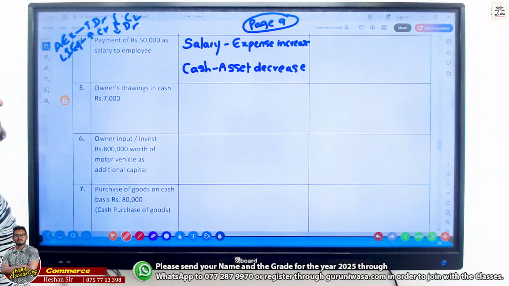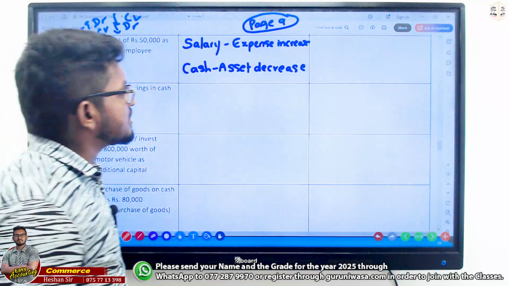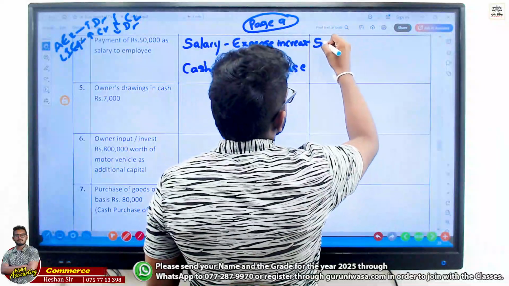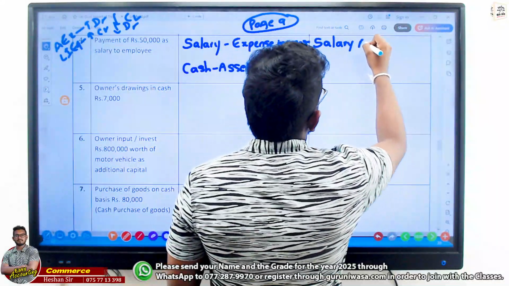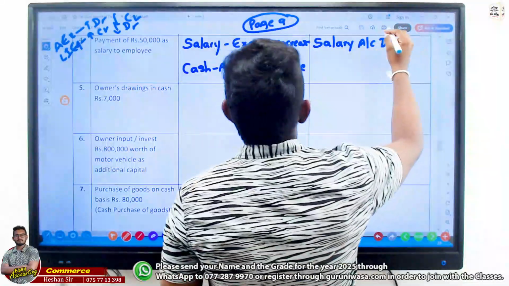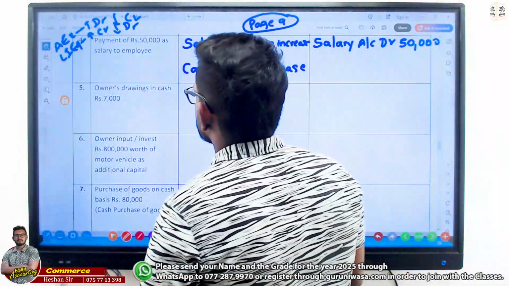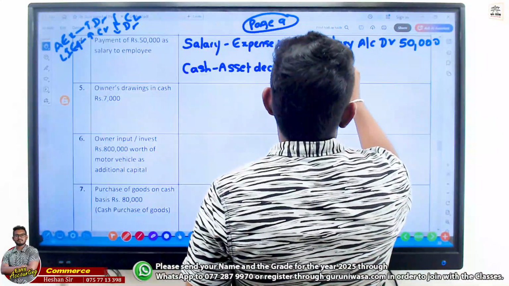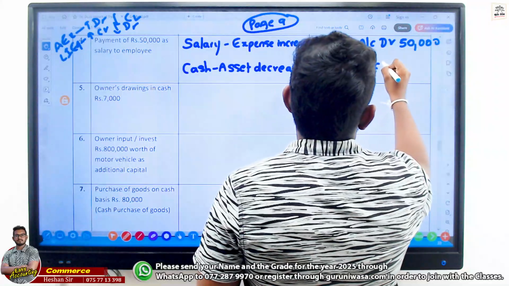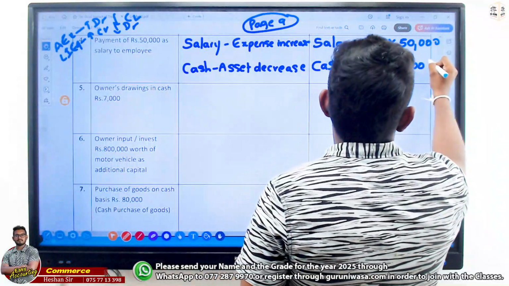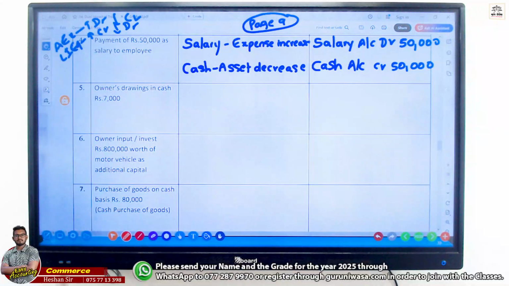Right. So when expense increases, expense increase is debit. So salary account debit, how much? 50,000. Cash account credit 50,000. Right, with me?